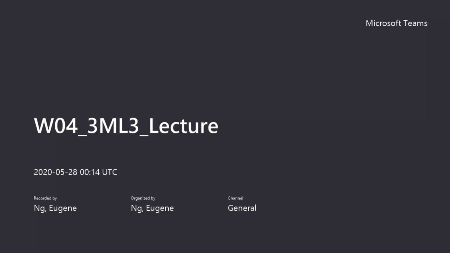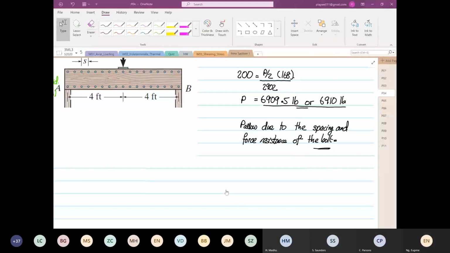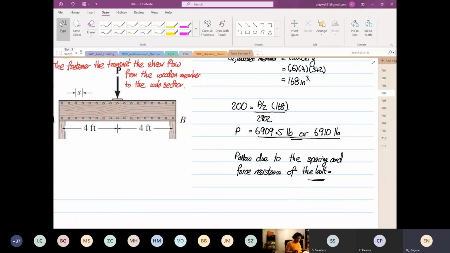All right. So the next thing that we're going to do now, we're going to calculate. So this is mode 1 of failure before the break. And we realize that if the load P is going to go beyond 6910 pounds, our fastener will fail due to the shearing force, and this is due to the spacing and the force resistance of the bolt.